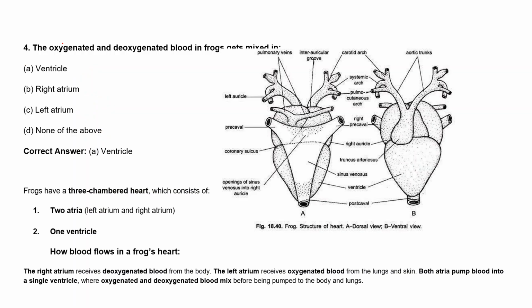So let's see. In case of frog, they have a closed circulatory system. Closed circulatory system means blood flows through the blood vessels in closed tubes, which are covered with a wall. In mammals, we have a four-chambered heart, but in case of frog, they have a three-chambered heart. So amphibians have two atria, that is the left atrium and the right atrium.